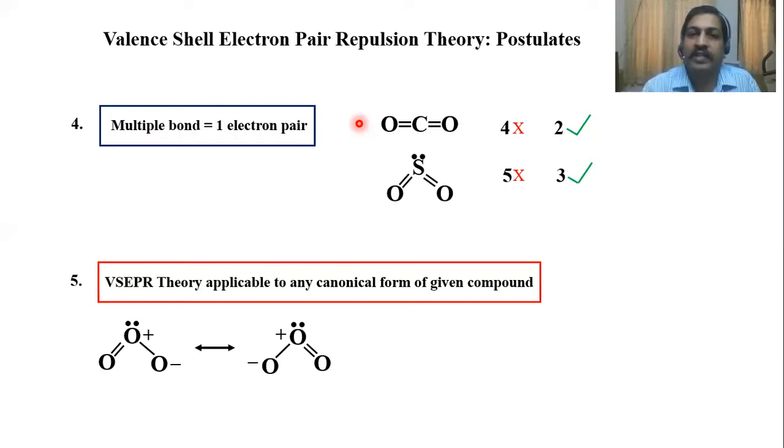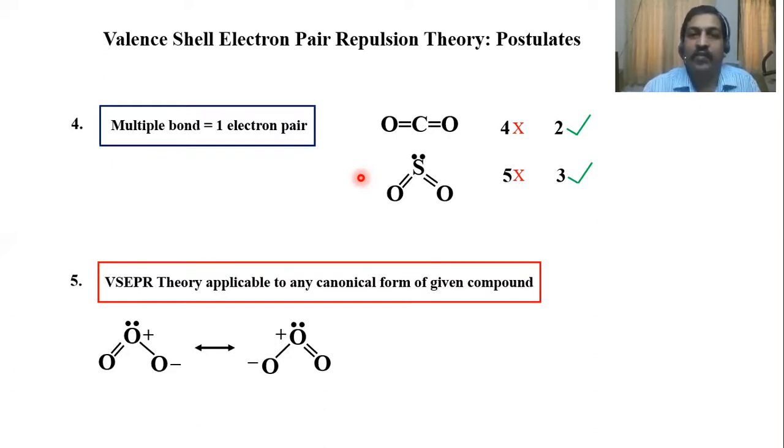Okay. Another example is sulfur dioxide. So in sulfur dioxide, there are two sulfur-oxygen double bonds and also there is a lone electron pair on the sulfur atom. So the number of electron pairs around sulfur is 5. However, while applying this theory, we must not count it as 5. We must count each double bond as a single electron pair. So the number of electron pairs around sulfur in sulfur dioxide is 3 and not 5.